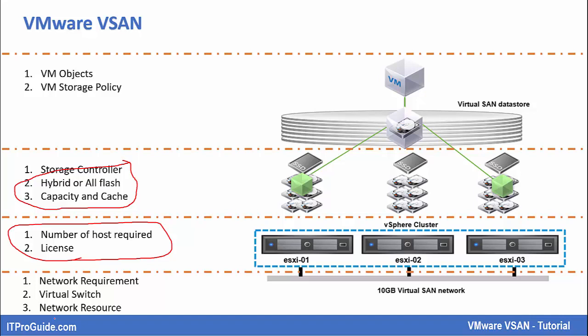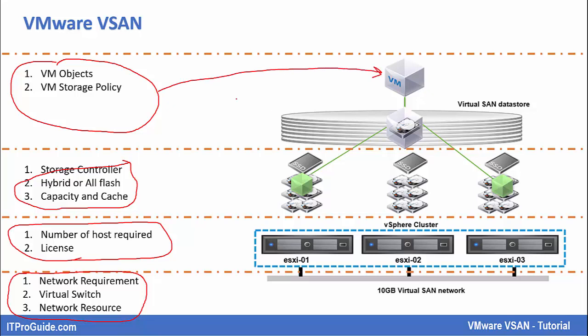Then we will talk about network requirements, the different types of virtual switches and the configuration required for them, and also the network resource sharing options. And then we will talk about VMware virtual machine objects and the virtual machine storage policy. This is a very important section because here we define virtual machine properties like availability and performance by assigning parameters like failures to tolerate, RAID, number of disk stripes, and so on.